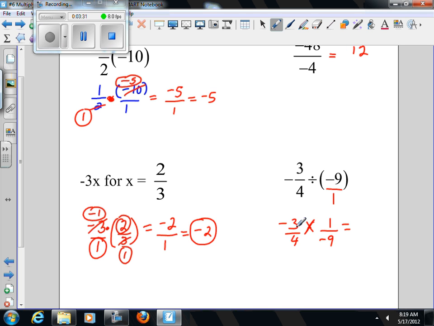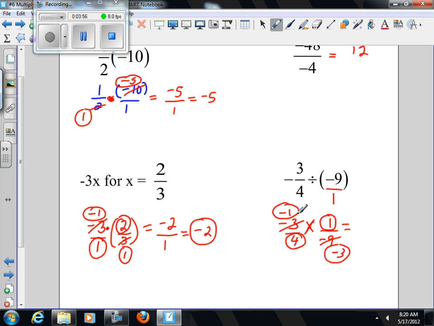Is there anything we can cancel? Negative 3 and negative 9? We sure can. What number will go into both of those? Well, 3 will. And so let's do that. 3 goes into negative 3 negative 1 times. 3 goes into negative 9 negative 3 times. Nothing would change with the 1 and 4. We could only divide both of them by 1.